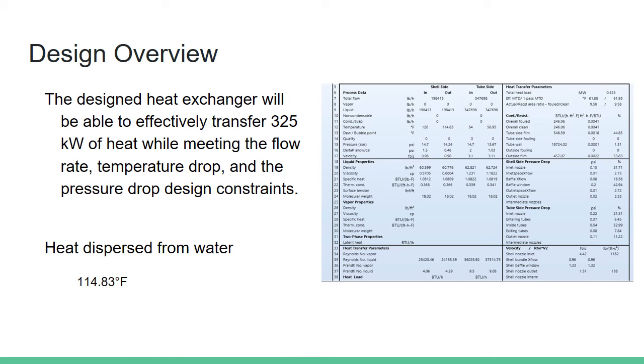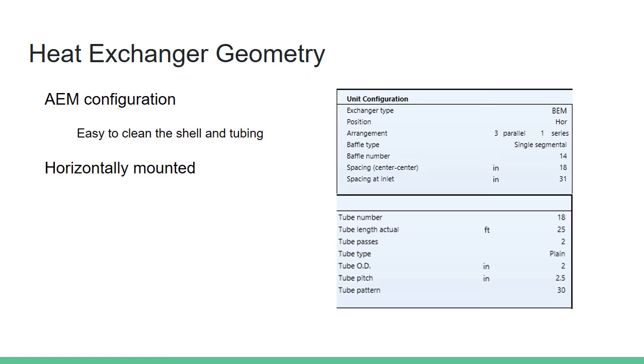The designed heat exchanger will be able to effectively transfer 325 kilowatts of heat, and the hot water dispersed from the shell and tube heat exchanger will leave at 114.83 degrees Fahrenheit. In order to ensure easy cleaning and inspection, the team employed a horizontally mounted AEM configured shell and tube heat exchanger.